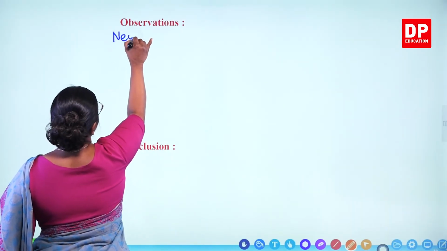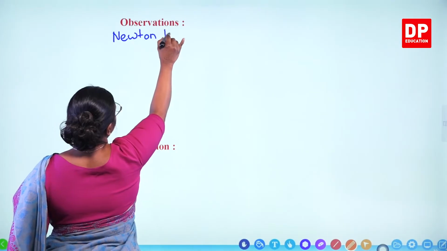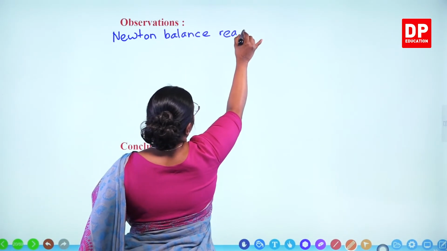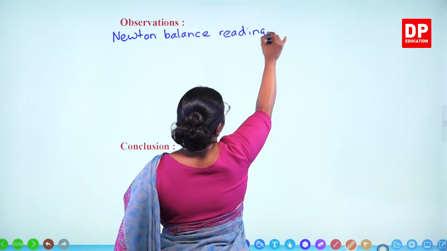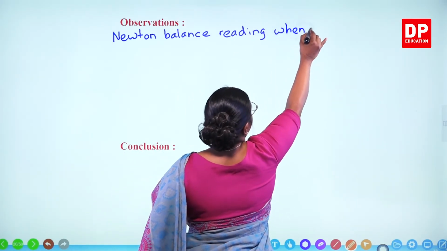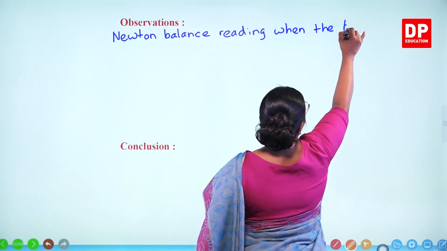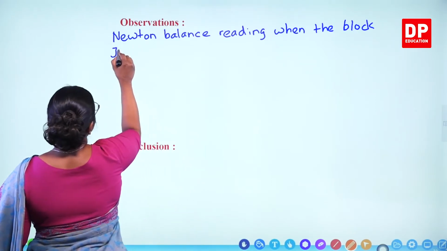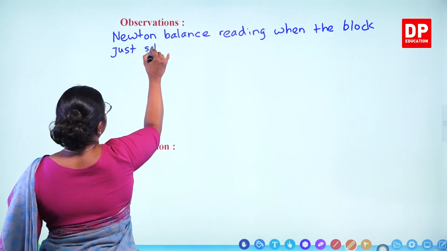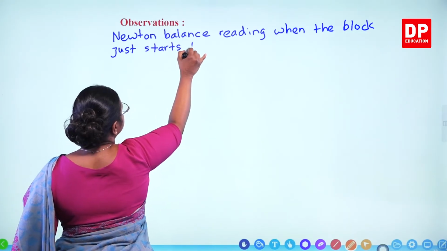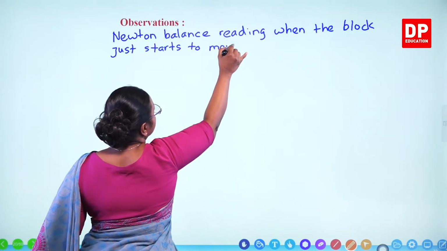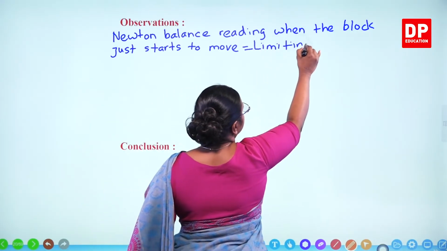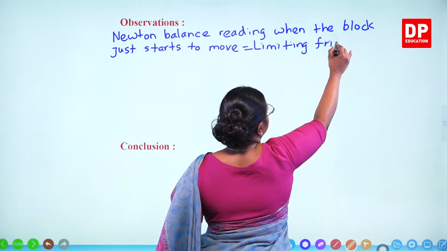Newton balance reading when the block just starts to move equals limiting friction.